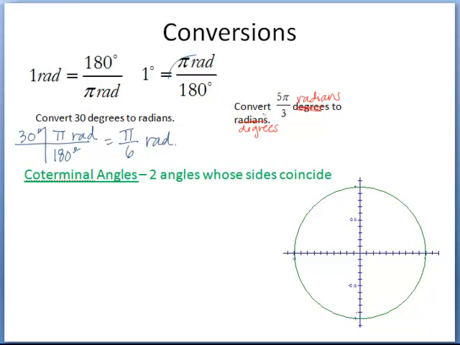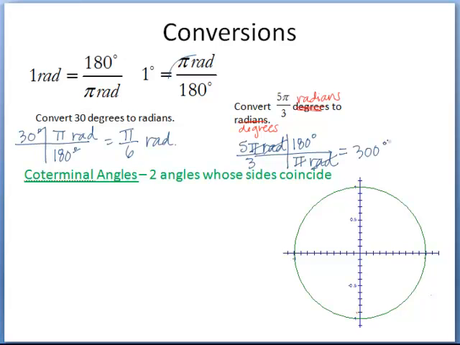Okay, now what if we want to convert 5 pi over 3 radians to degrees? Same thing. We set 5 pi over 3 radians up. Now we want to cancel radians and be left with degrees, so we want radians in our denominator. So we multiply that by 180 degrees over pi radians. We see that radians cancels, pi also cancels, and when we multiply this out, you end up with 300 degrees.